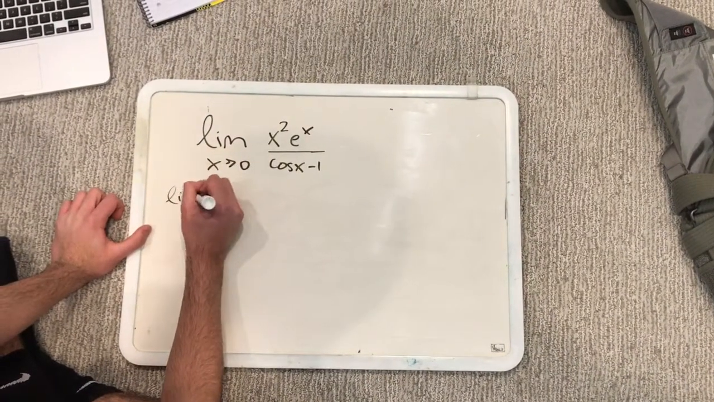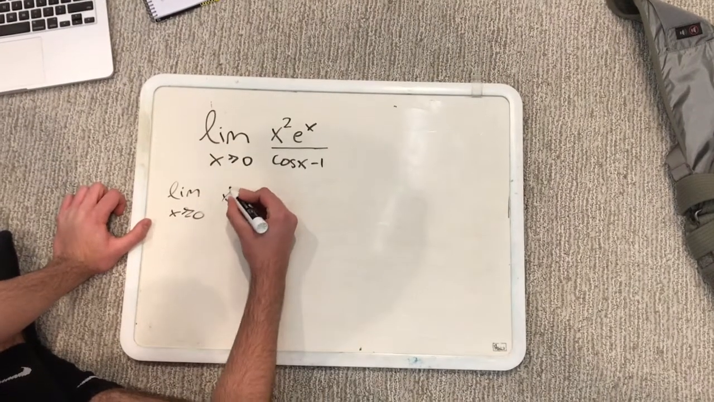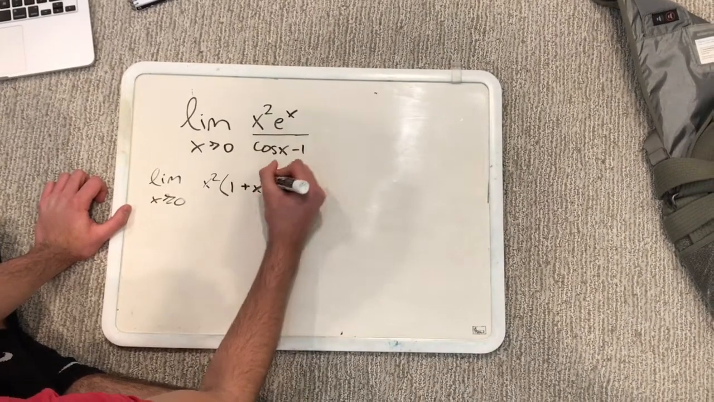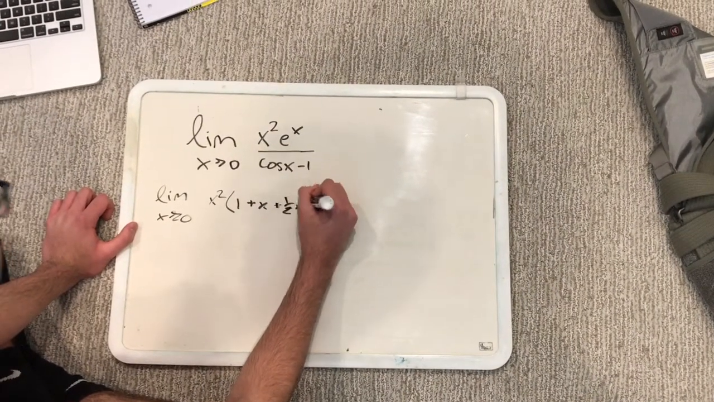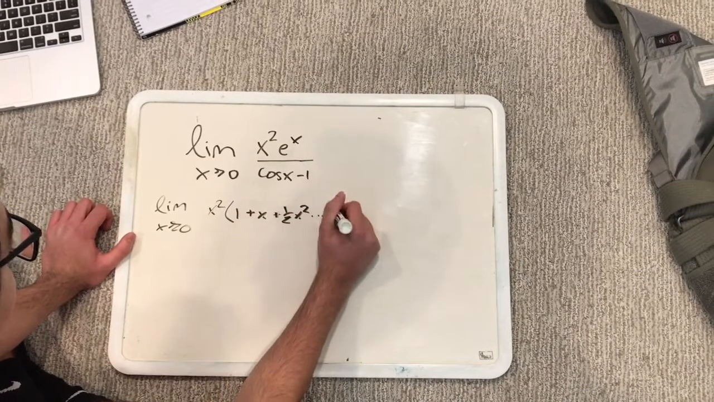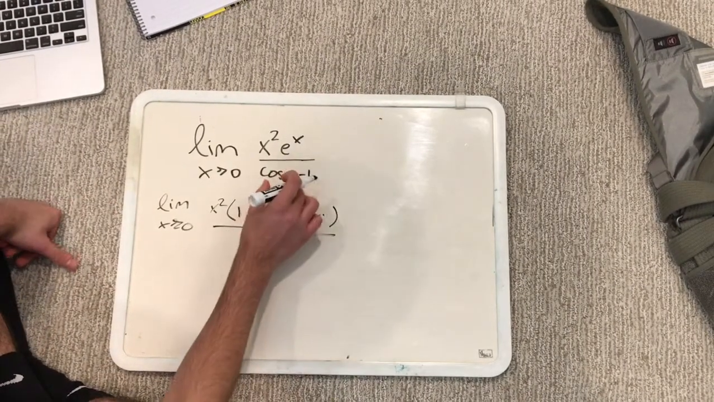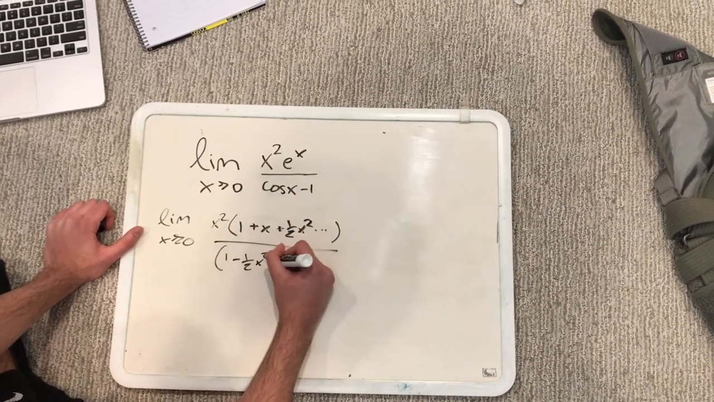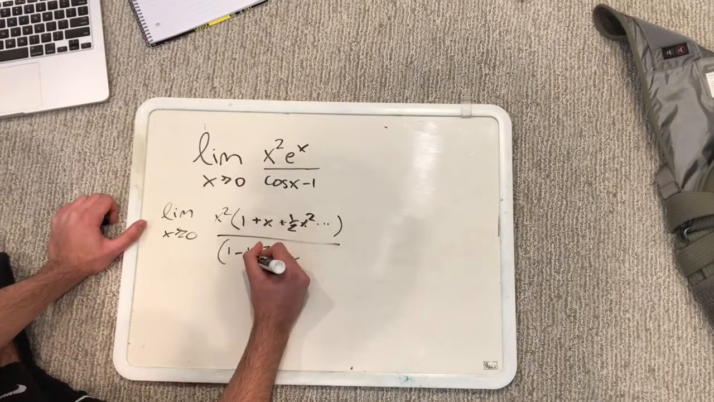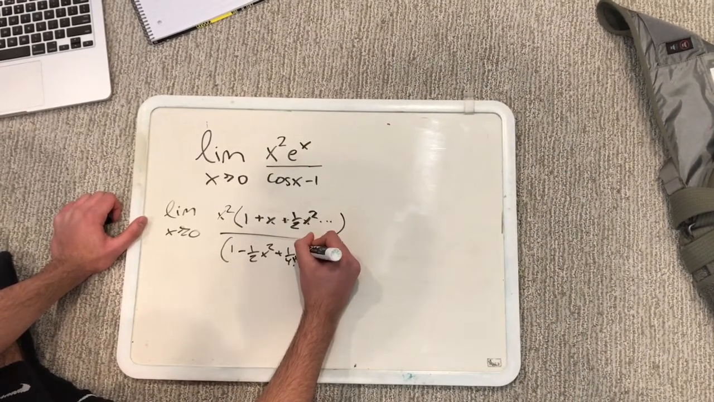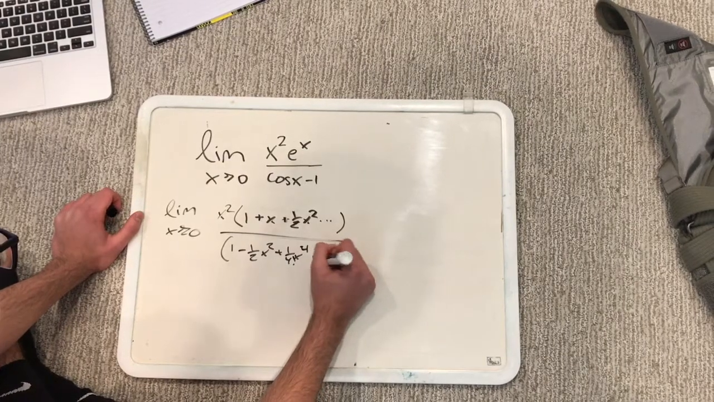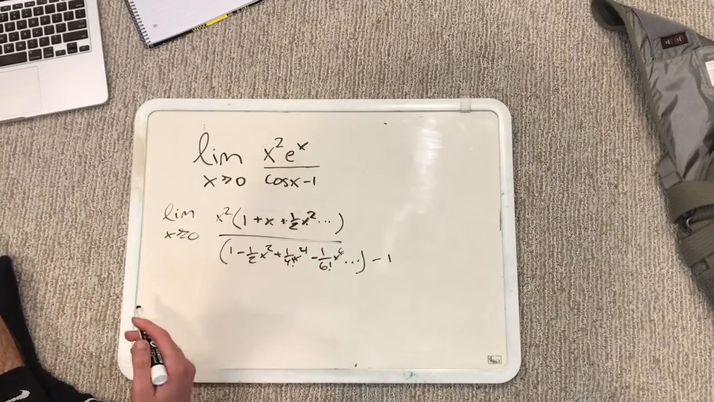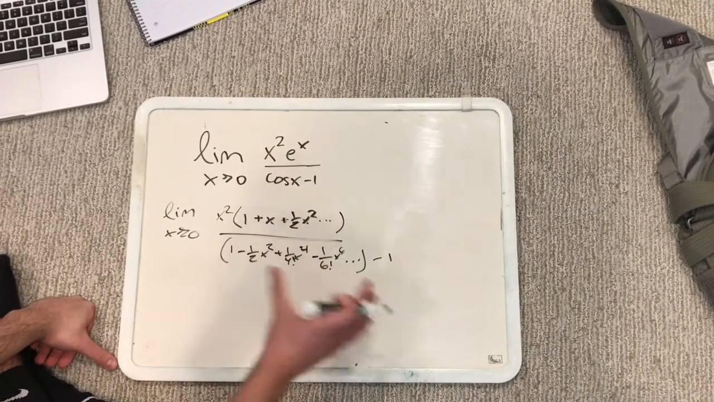And we're just going to write out that the limit as x approaches 0 of x squared, and then we're going to plug in the Taylor series for e to the x, which is going to be 1 plus x plus half x squared, and so on. So we just get the general idea of what it looks like. And this is divided by the Taylor series for cosine, which is going to be 1 minus half x squared plus 1 over 4 factorial x to the fourth, and then minus 1 over 6 factorial x to the sixth, and so on, and then minus 1.